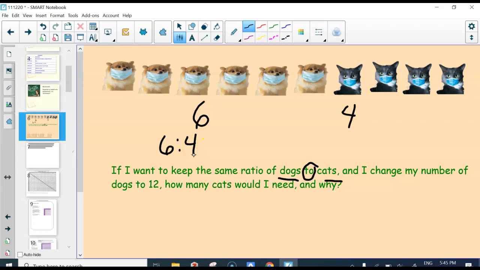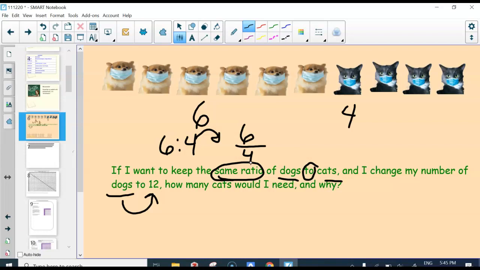But I remember that when I'm trying to find an equivalent ratio, so notice it says if I want to keep the same ratio, okay? So I want an equivalent ratio. And I change my number of dogs to 12. So I'm looking for an equivalent ratio. So I'm going to change this to a fraction. Remember that the one on the left is going to go on the top. It's going to be the numerator.